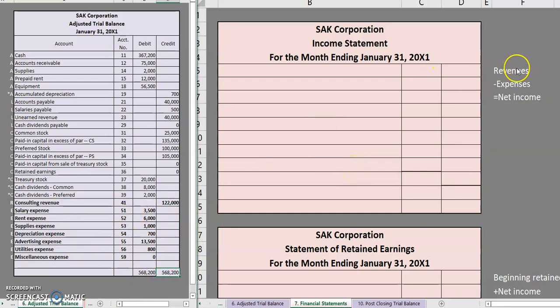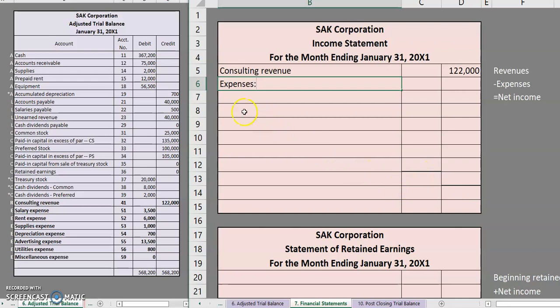So let's start with our revenues. I'm going to grab my one revenue account for this company. And I'm going to put that total amount off on the right-hand side. Keep in mind when we get to financial statements, these two columns are not debits and credits. They are simply for formatting. Okay. Our next item are our expenses.